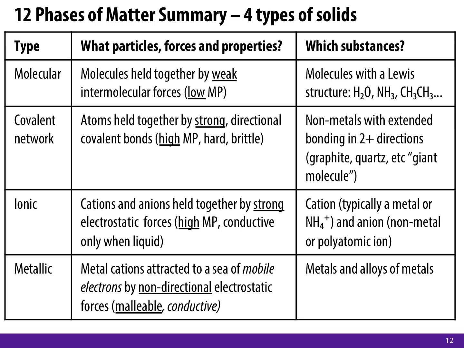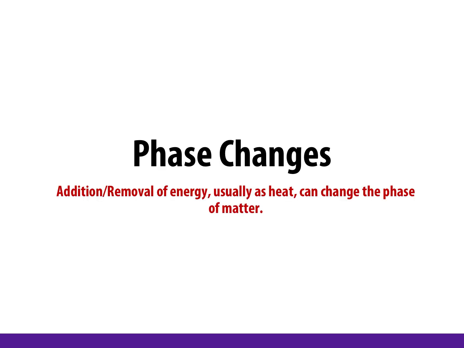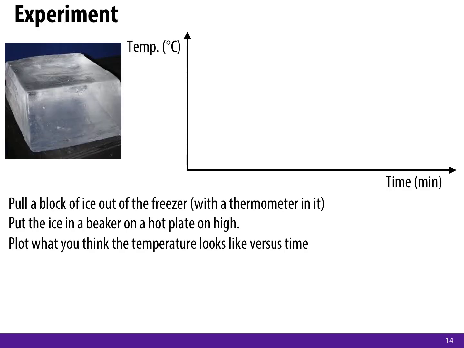Here's that summary slide again with the key information from this first part of our material. In our previous problem, we used melting point as a key indicator, so let's look at the rest of our phase changes as shown here. An example to start with: if we pull a block of ice out of the freezer, we've got a nice thermometer in it. We'll put that ice on a hot plate on high. What do you think is going to happen to the temperature of that ice over time? You can label it, let's say, the initial temperature from the freezer is about negative 20 degrees Celsius, a nice cold freezer.